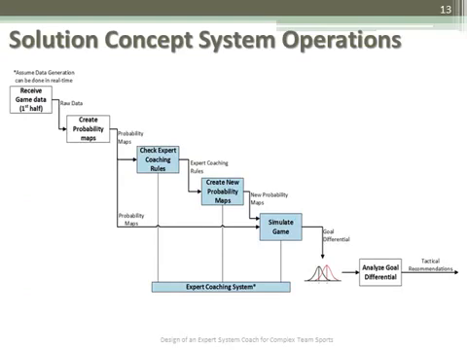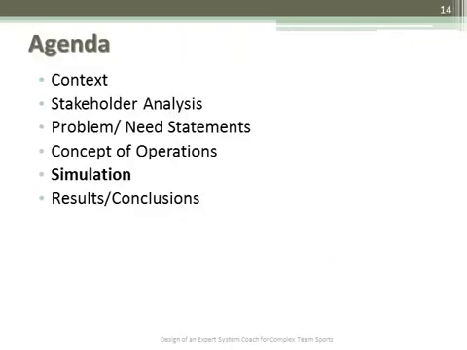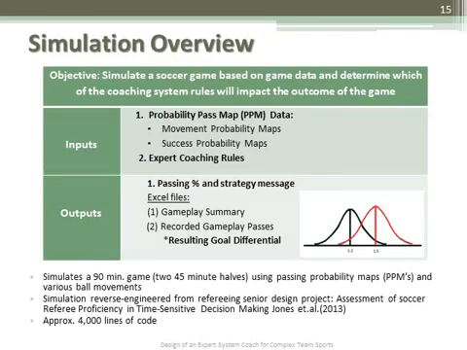Here is our concept of operations, with our system covering the blue boxes. Next, we will go over the simulation. For our simulation, we would like to simulate a full soccer game. The inputs into this simulation are probability pass map data, which I will speak about later, as well as expert coaching rules, which were derived from the coaches. The outputs are many different statistics, such as passing percentages, as well as a summary of all those statistics.